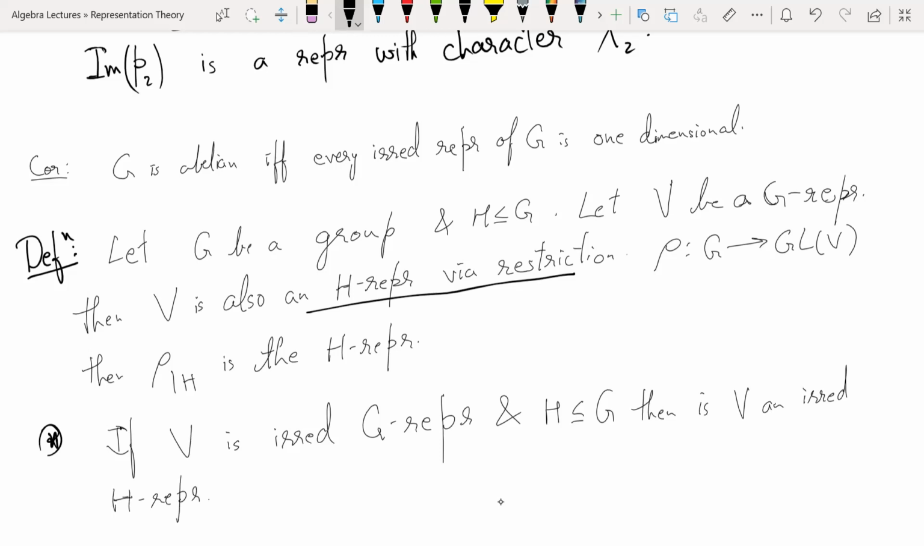So if V has no non-trivial G representation, would it be true? No, right? So what's an example? We can take the trivial subgroup. If you take the trivial subgroup, then of course it's far from true, because the representation is trivial. You can just decompose it into lines. Or you can take any abelian subgroup.